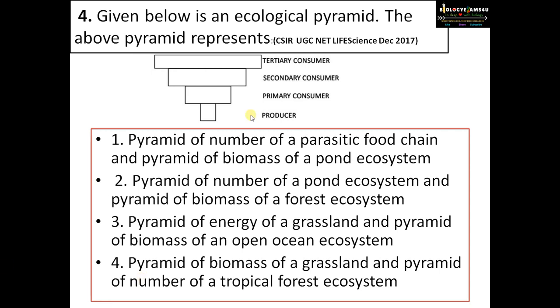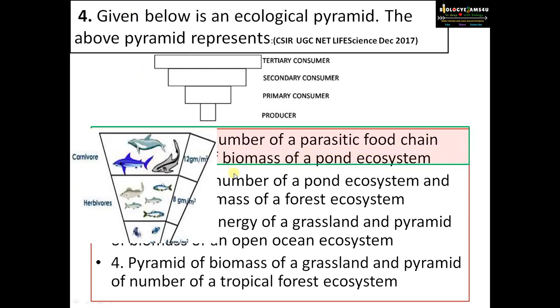In the case of ecological pyramids, the majority of the pyramids are erect and upright. So these are some exceptions, and you should be aware of the exceptions, as they are often the questions. Here the first option is the answer. I'll be showing the image.